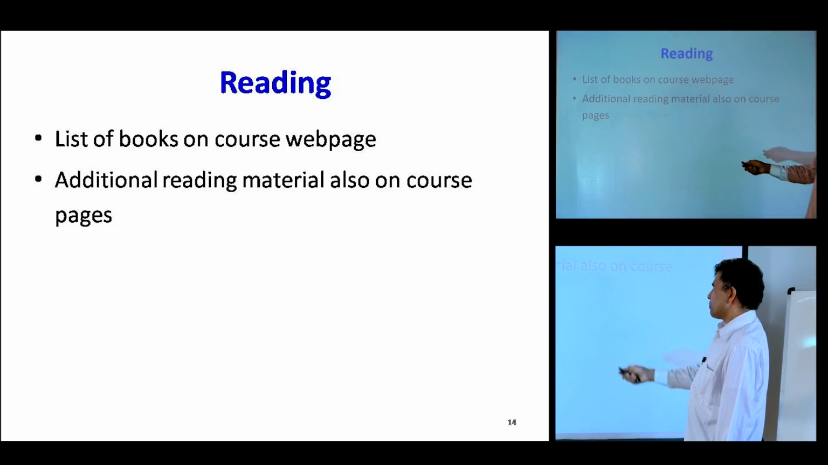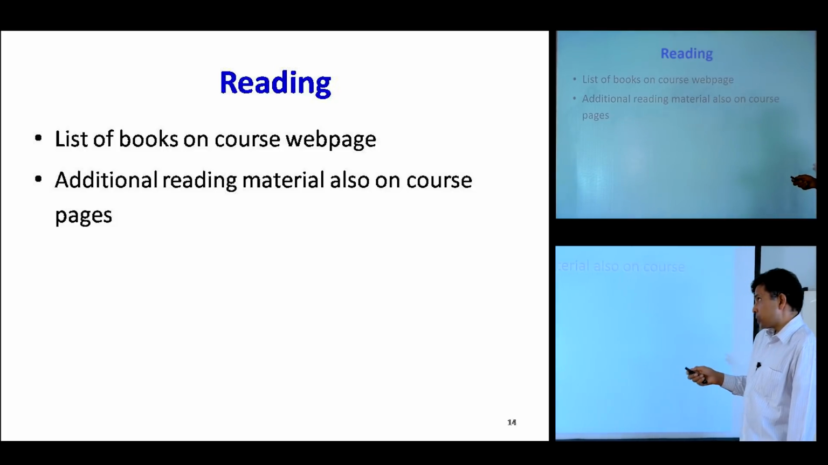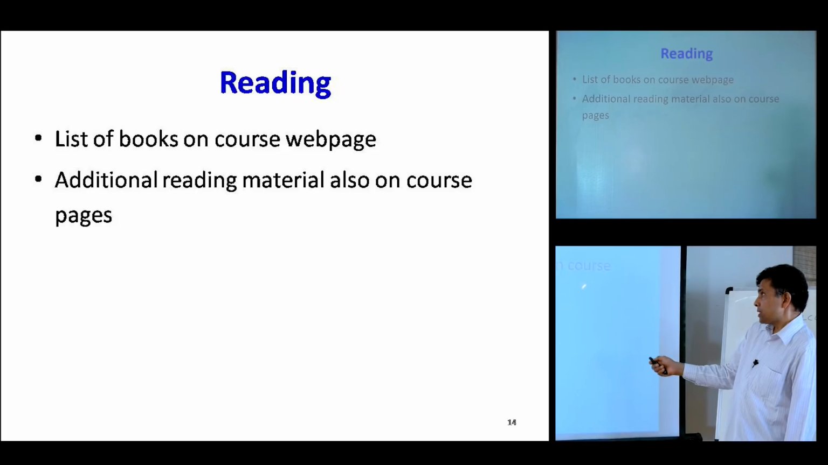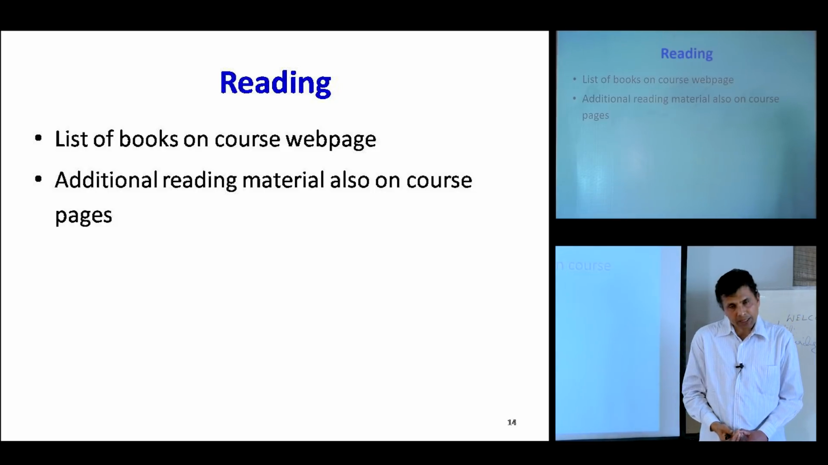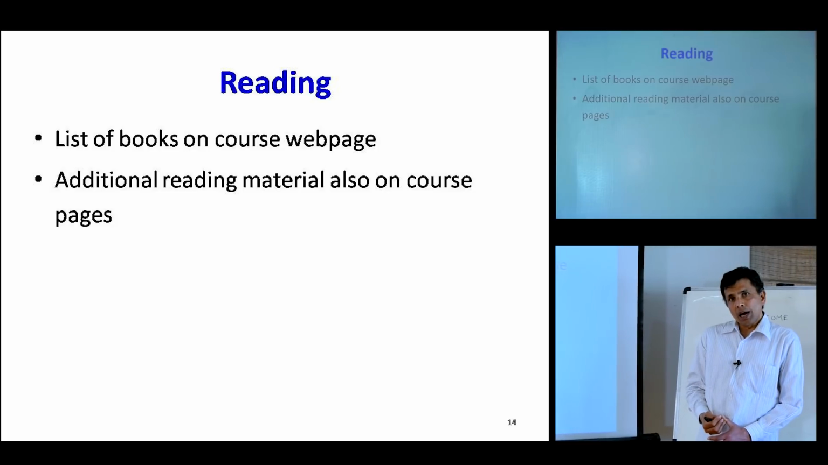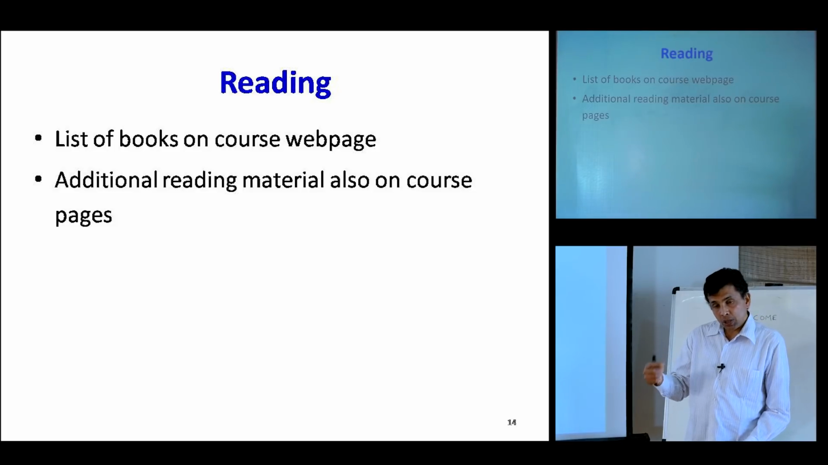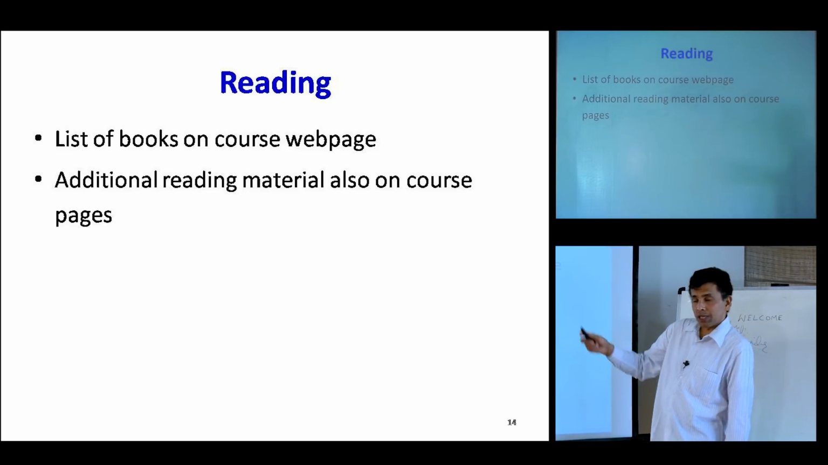There is a list of books on the course webpage, which is deeplearning.cs.cmu.edu. We will also be putting up additional reading material on the course pages. Although these books and this reading material broadly guide the course, we are not following any one book or any one source. The material that we will be presenting during the course itself has been drawn from many sources, some of which are listed here.